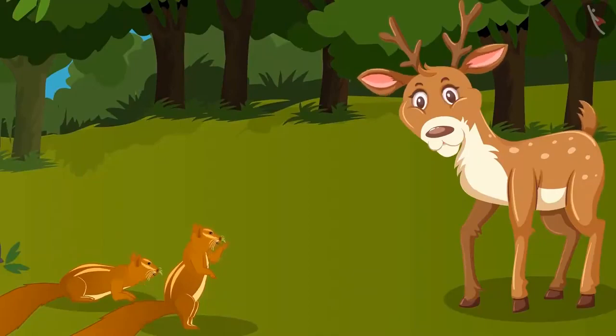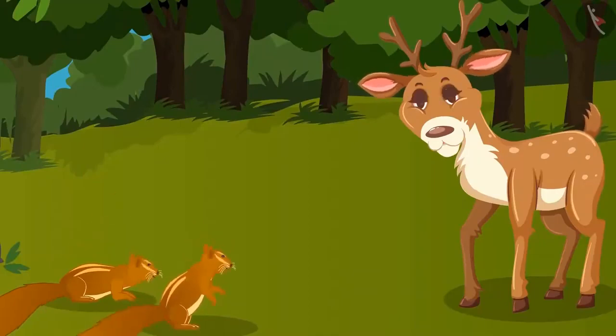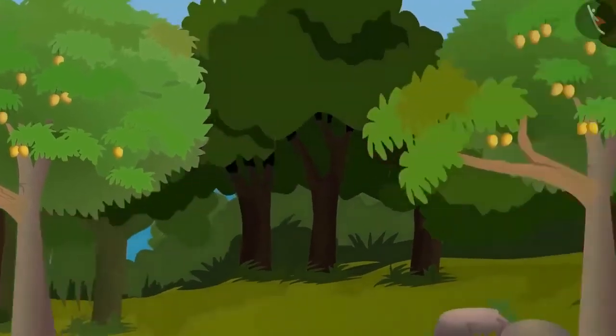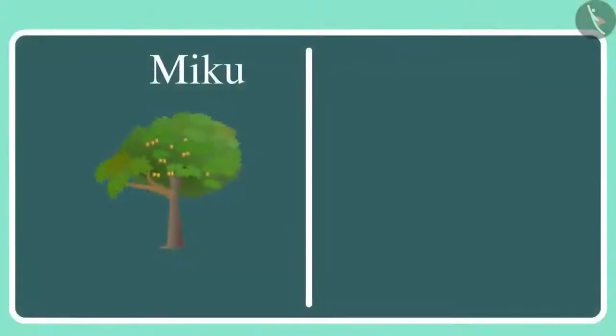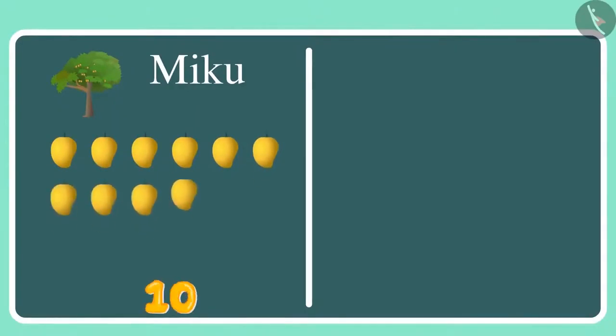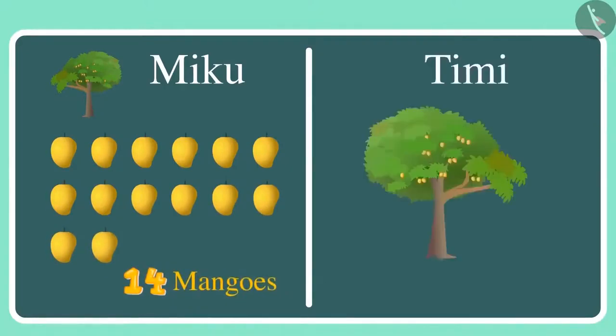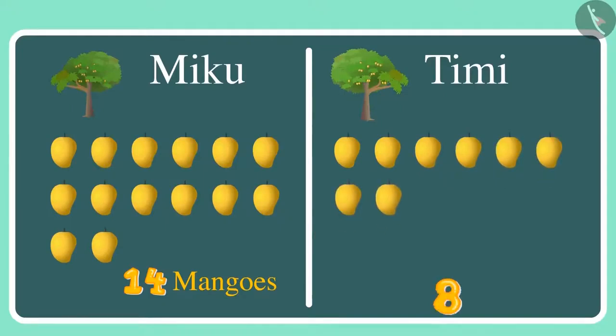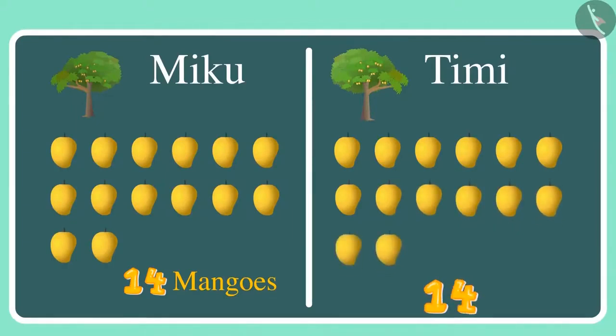Dear Didi, can you come with us and tell between both of us whose tree has more mangoes? Okay, let's go. This is Miku's tree and this is my tree. Miku's tree has 1, 2, 3, 4, 5, 6, 7, 8, 9, 10, 11, 12, 13, and 14 mangoes. And Timmy's tree has 1, 2, 3, 4, 5, 6, 7, 8, 9, 10, 11, 12, 13, 14.